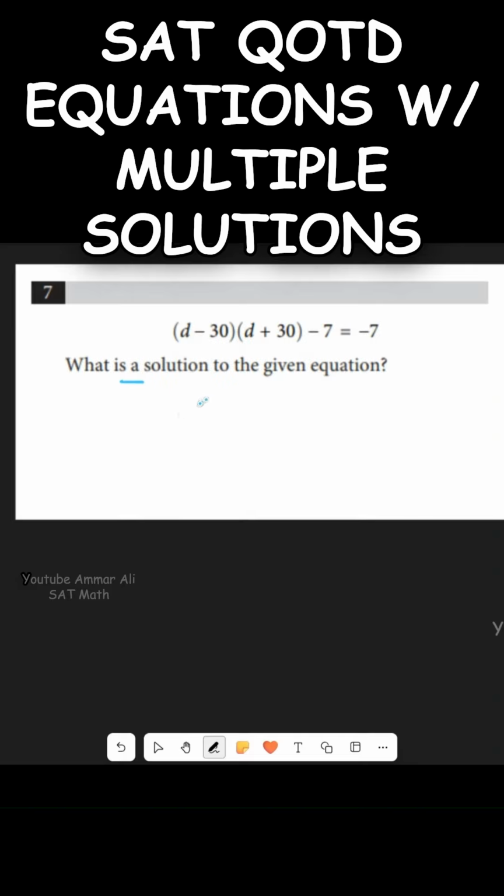So let's figure out first what is the concept that we're being tested on. We are being tested on quadratic equations, right? And how do I know that we are being tested on quadratic equations? How do I know that?